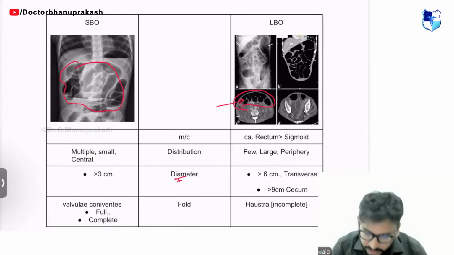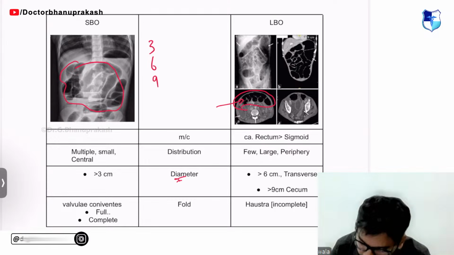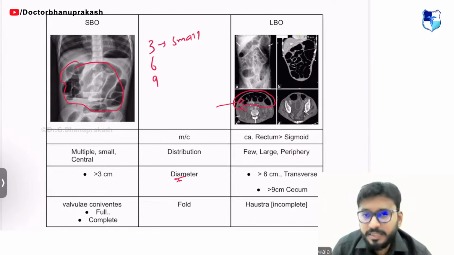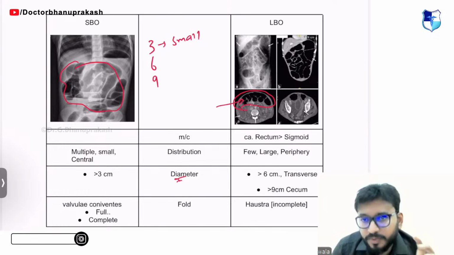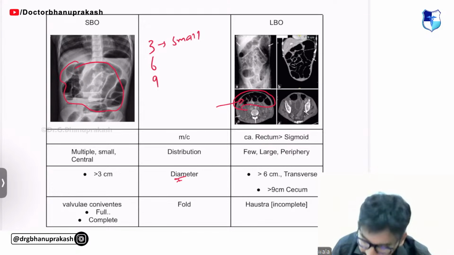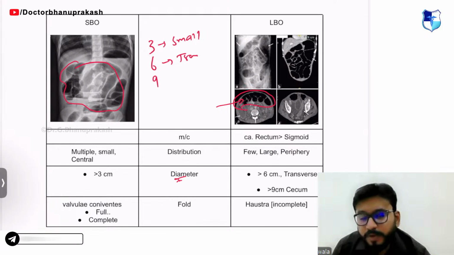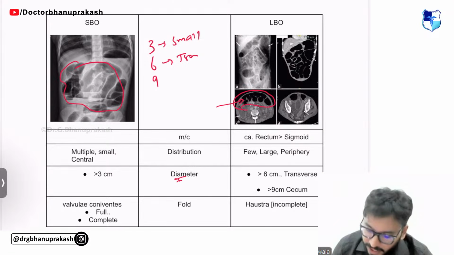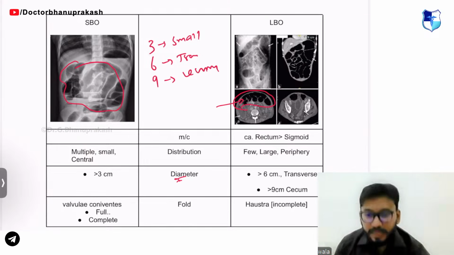It is usually the 3-6-9 rule, guys. Remember the 3, 6, and 9 rule. 3 means small intestine: the risk of perforation is more when the small intestinal diameter after obstruction is more than 3 centimeters. 6 is for transverse colon. Similarly, the risk of perforation is more when the diameter of transverse colon is more than 6 centimeters. And for cecum, it is 9 centimeters.